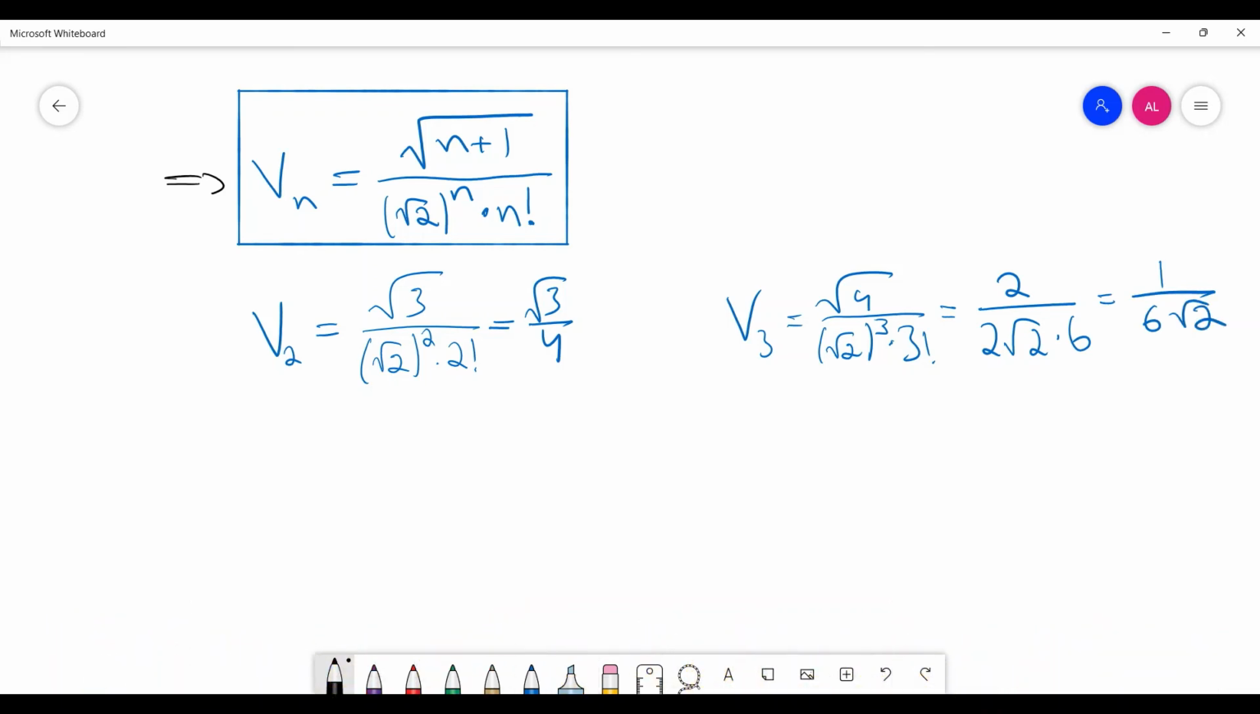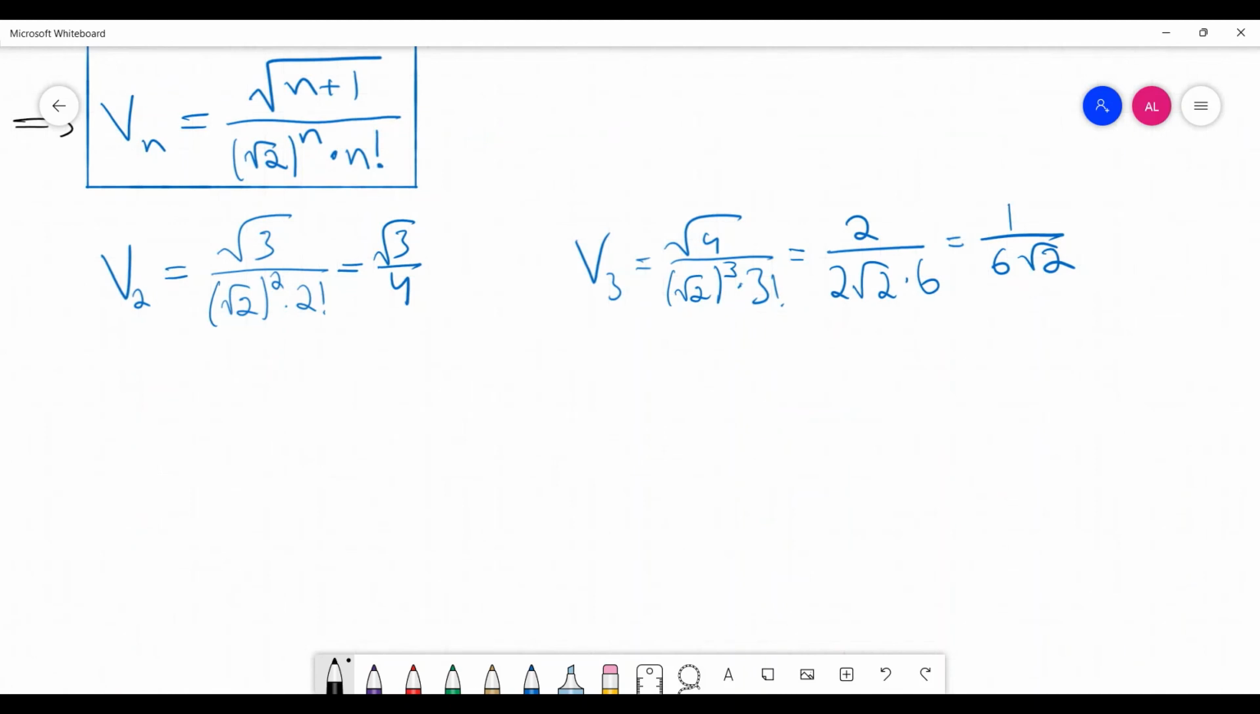So that's actually pretty nice, that this works for higher dimensions. And for V_4, that would be root 5 over 4 times 24. So that's root 5 over 96. That's an expression for the amount of 4-dimensional space that a 4 simplex takes up. And it's pretty nice that we can actually have this type of formula.